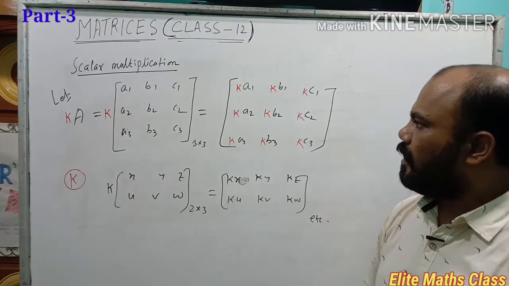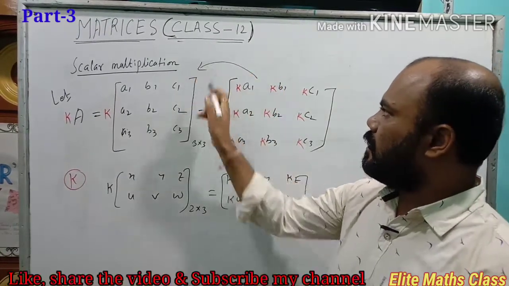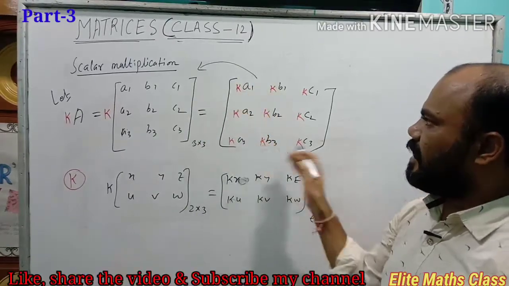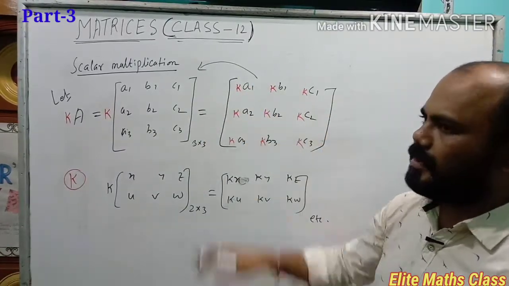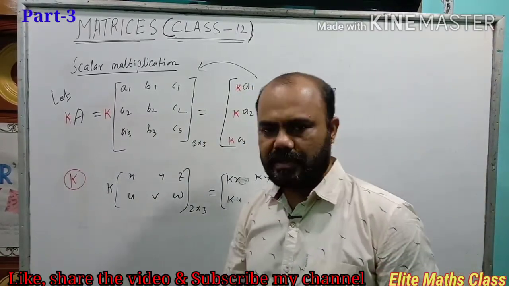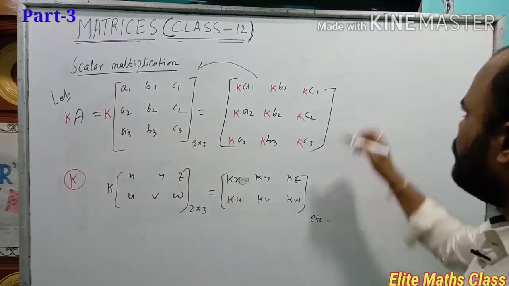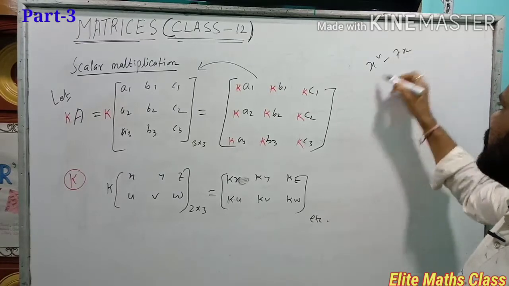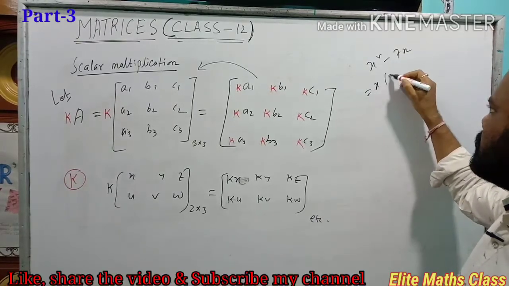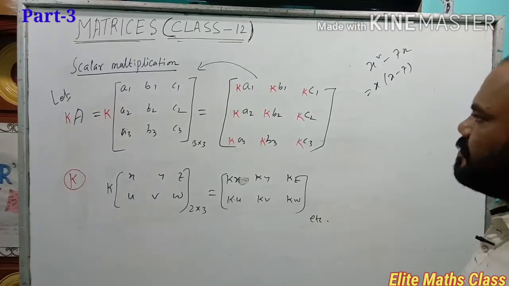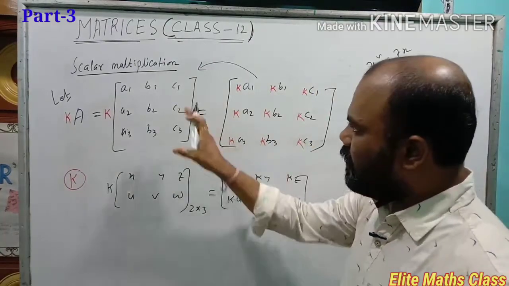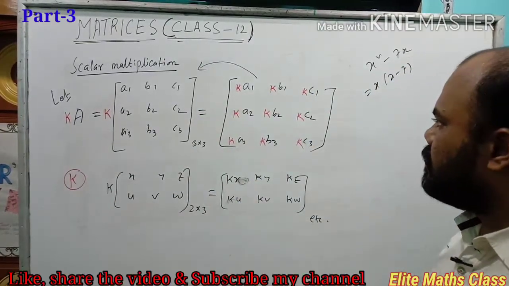Now think of the reverse case. In simple algebra or arithmetic, we take out some common factor. For example, say x square minus 7x, there we can take out common x, then what will remain? x minus 7. Same thing here, this is also a scalar multiplication property.